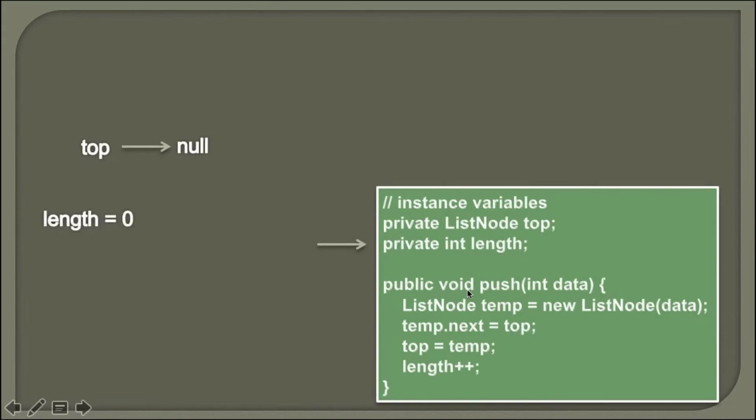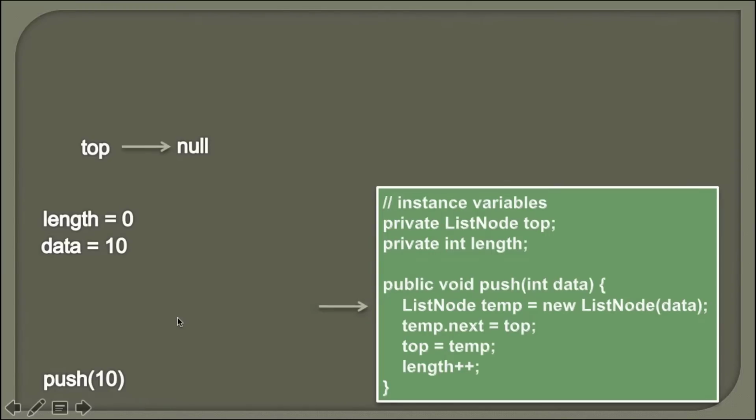And as the stack is empty, the length is 0. Now suppose we want to add an element having data as 10. So we'll call this push method and pass the data into it. So when we call push and pass data as 10, we know that data is 10. So let's see the execution of this method step by step.